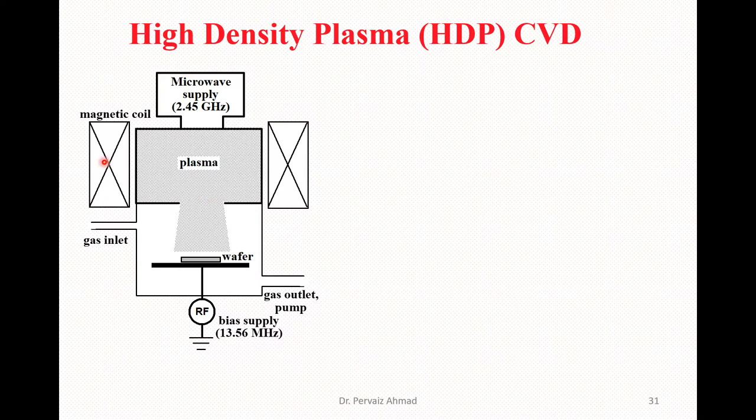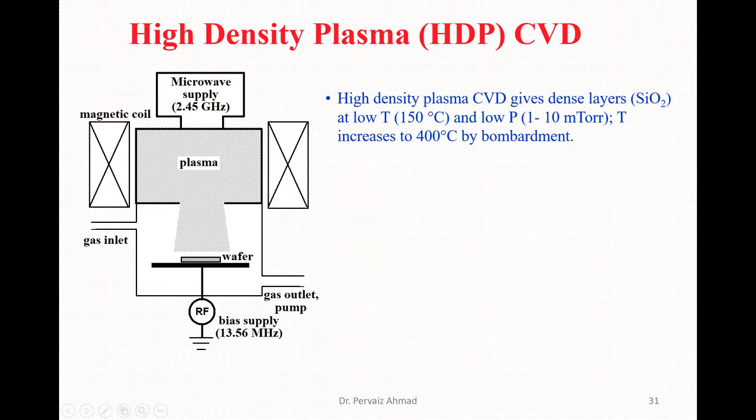In this particular kind, you can see that we have the magnetic coil on one side and the other side of the chamber. Then inside the chamber, we have the plasma. And just like any other technique, we have the vapor, and that vapor is placed on the RF induction heating. That is, we provide the heating via RF induction heating. Here we have the gas inlet, and this is the gas outlet that goes toward the vacuum pump, which is necessary for generation of the vacuum. And here we can supply microwave with the frequency 2.45 gigahertz. So this is a short description of the experimental setup involved in high density plasma CVD.